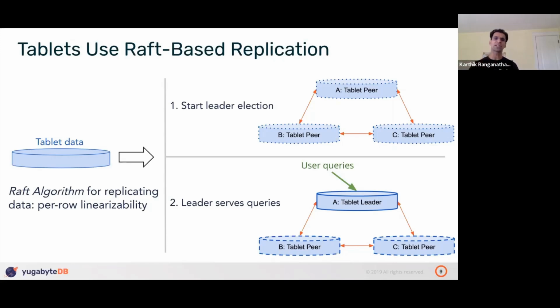So now you take 1 tablet's worth of data, and we use the Raft algorithm for replicating this data across nodes, right? So if you folks remember what Raft gives you, effectively you will have 3 peers called tablet peers at the start, where you designate, hey, 3 of the nodes host the data for the tablet, and they become tablet peers, and they start a leader election. 1 of the tablets wins the leader election, right? They all propose, and you guys know the leader election algorithm.